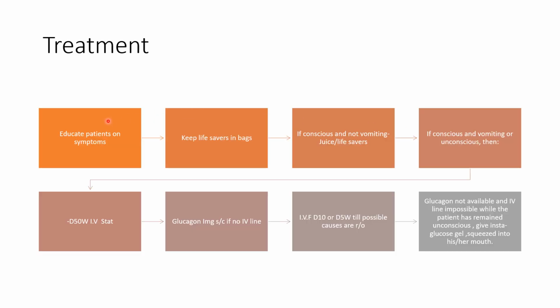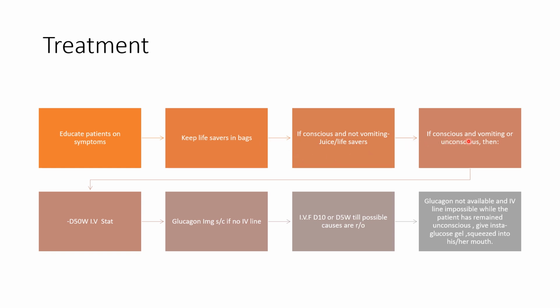Treatment. How do we treat hypoglycemia in diabetic patients? We have to educate the patient on the symptoms, adrenergic symptoms like palpitations, headache, and so on. Keep lifesavers in your bag, because when the adrenergic symptoms first appear, you'll be able to save it, because once you go into neuroglycopenic symptoms, you may not be in control anymore. If conscious and he or she is not vomiting, we can give juice or lifesavers. This is where glucose tablets will be helpful, right?